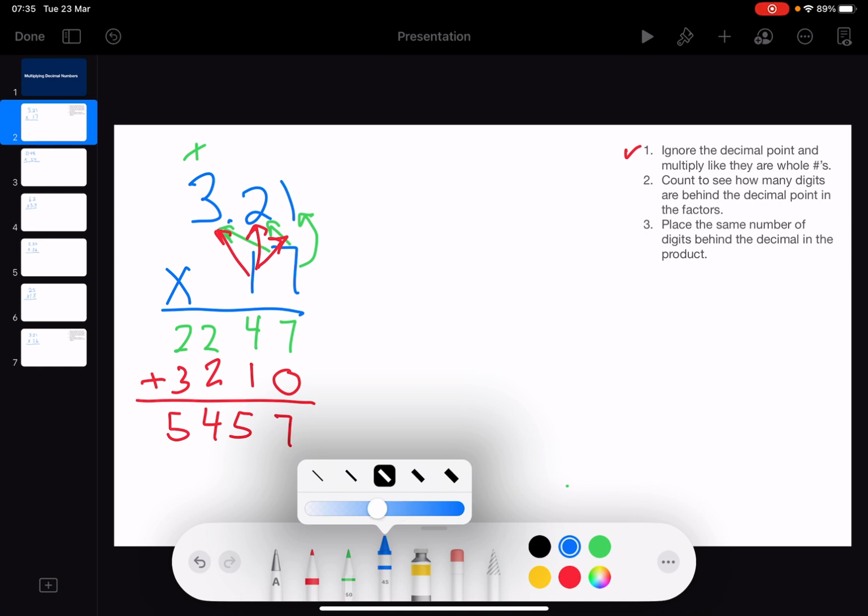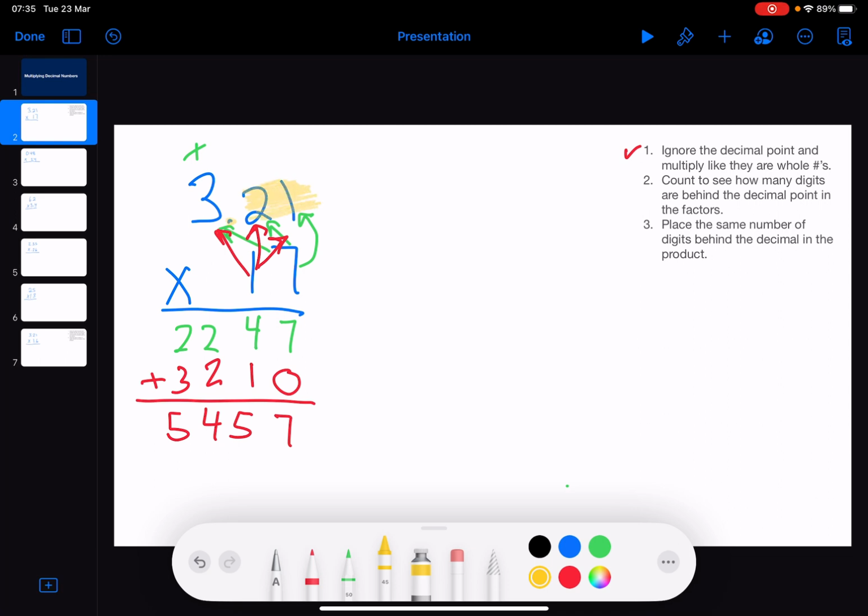So here's its factor. And my decimal point's right here. And there are 2 numbers behind the decimal point in the factor. In my other factor, 17, there's no decimal point. There's nothing behind the decimal point. All right, so step 2 is done. I've got 2 digits behind the decimal point.